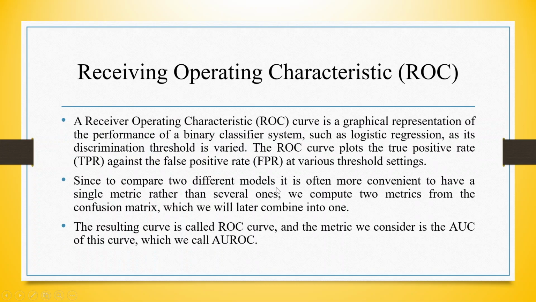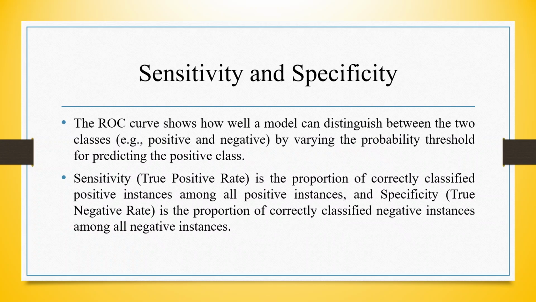To compare two different models, it is often more convenient to have a single metric rather than several ones. We compute two metrics from the confusion matrix, which will later be combined into one. The resulting curve is called the ROC curve, and the metric we consider is the AUC of this curve, which is called AUROC.